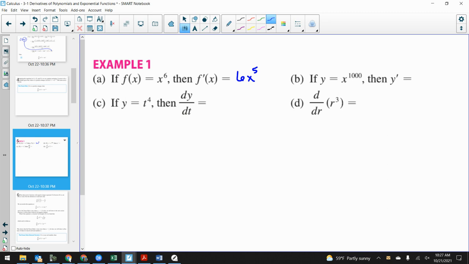Okay, let's take a look at b, x to the 1,000. I can't even imagine how much time that would take. 1,000, sorry, that's an x. Yikes. 1,000 x to the 999.